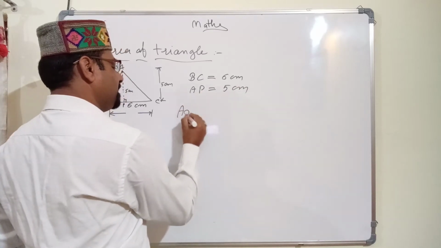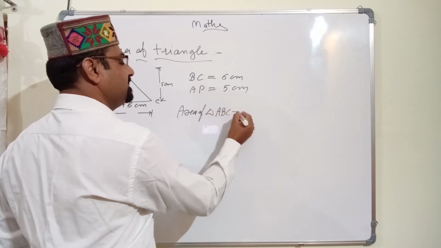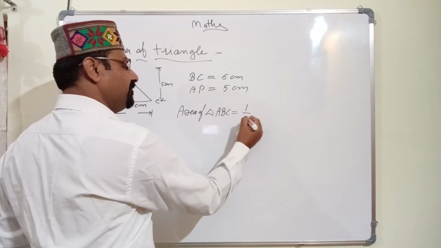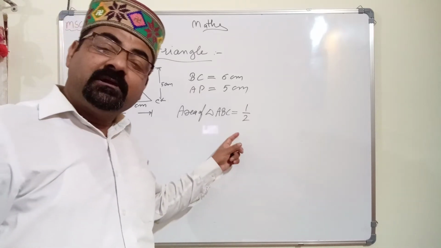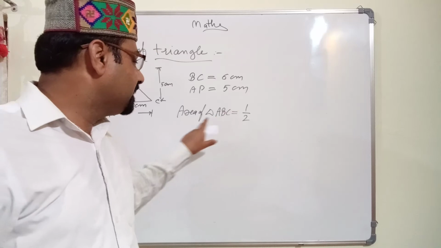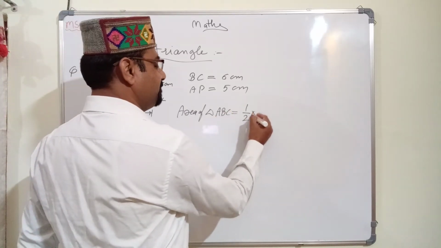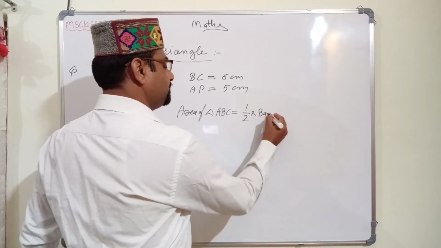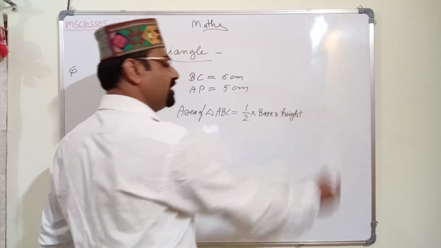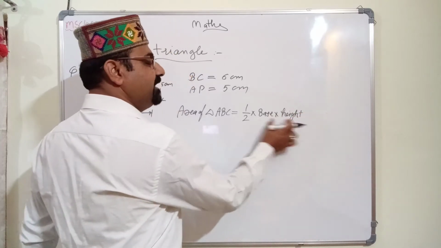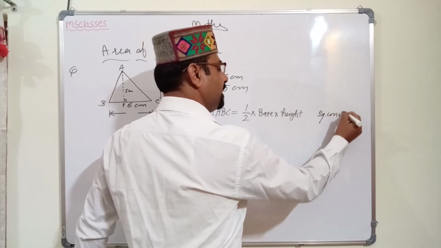So area of triangle ABC, this is equal to, the formula. Every student needs to remember the formula of the area of a triangle is 1 by 2 into base into height. And what is the unit? We have two sides, that's why square centimeters or square unit.